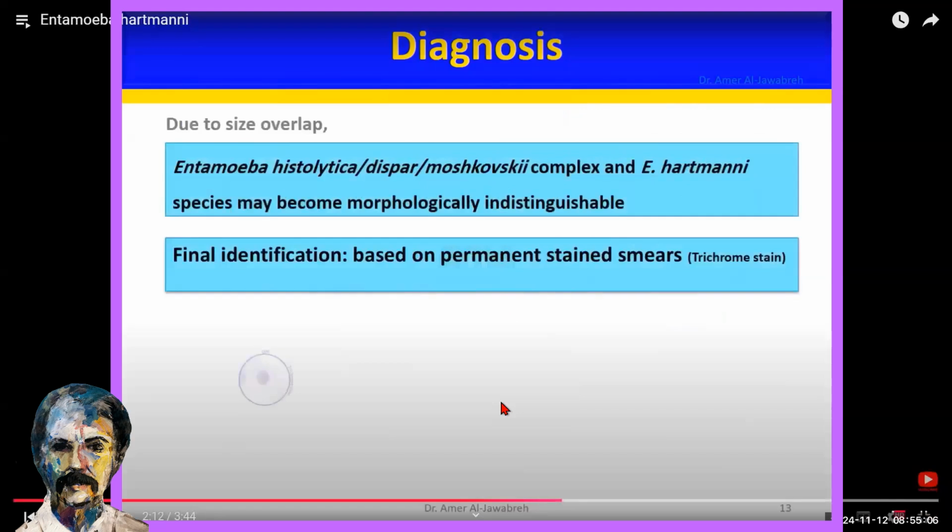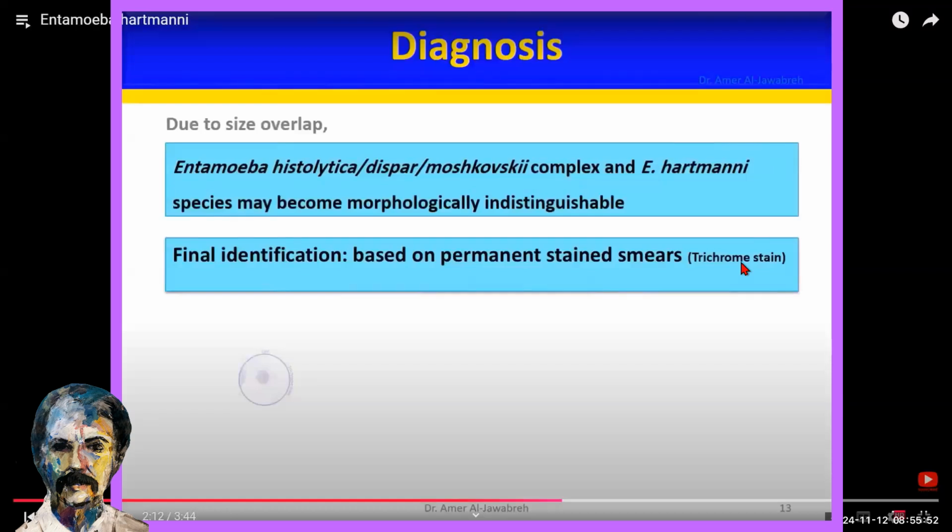Again, Entamoeba histolytica, dispar, and Moshkovskii, the three sisters, plus hartmanni, may become morphologically indistinguishable. You cannot tell. If you depend on the size and the shape, the accuracy will be very low. Sometimes young E. histolytica is just the size of E. hartmanni. Here it says trichrome. If you are a person in the lab who depends on morphology, trichrome can give you a very nice idea and is more sensitive than the non-stained, but close to 100% is again the PCR.